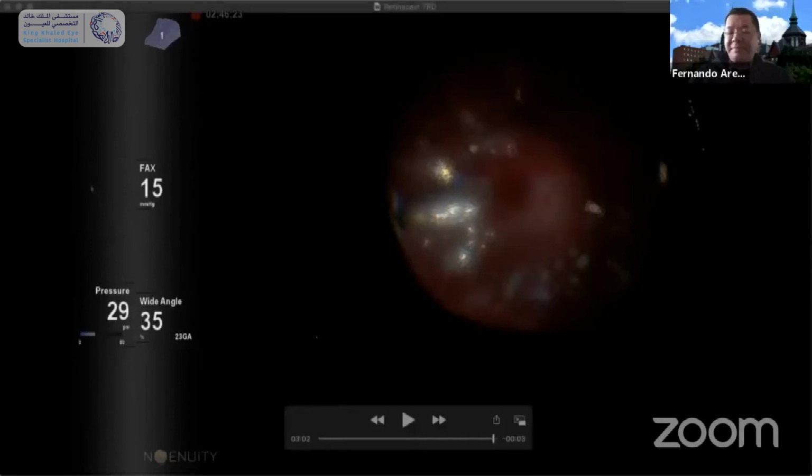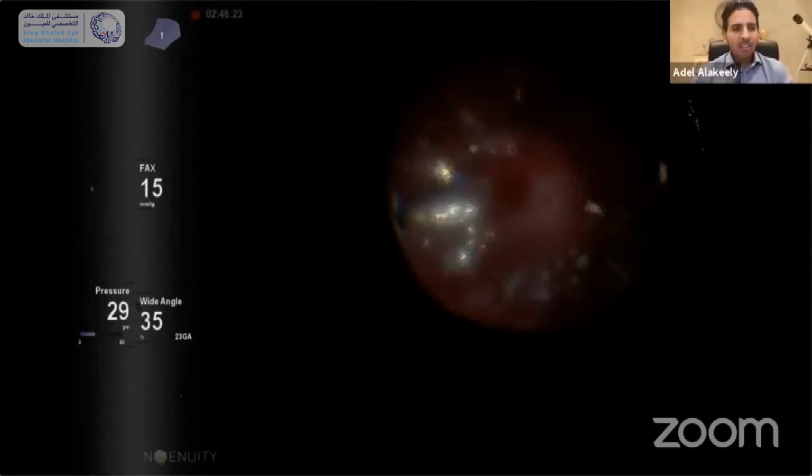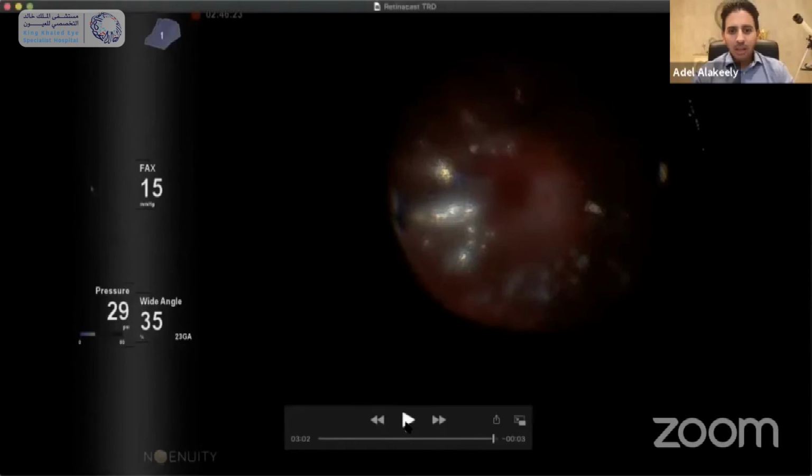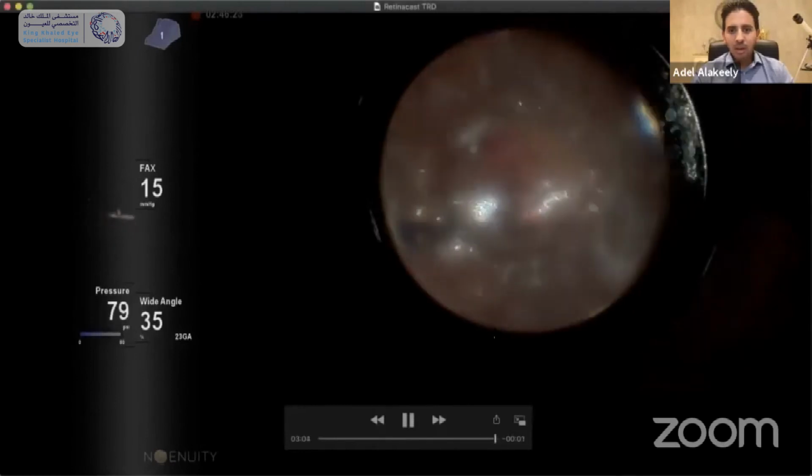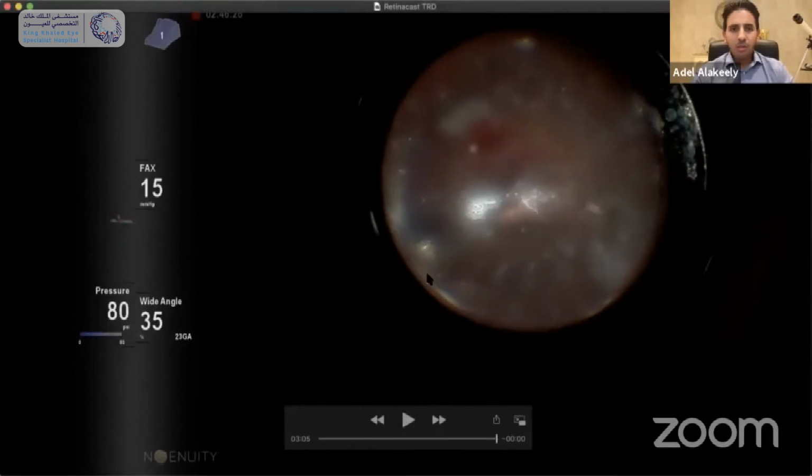Okay, moving to the last question in the poll. It's about what kind of tamponade you prefer. I'm opening this question for everyone. And in this case, I ended up using silicone oil. And eventually, we removed it at a later stage and the retina was flat. So I'd like everyone to participate in this poll. Moving on from this case, we have a lot of questions that have been asked, and I'm going to start addressing them.